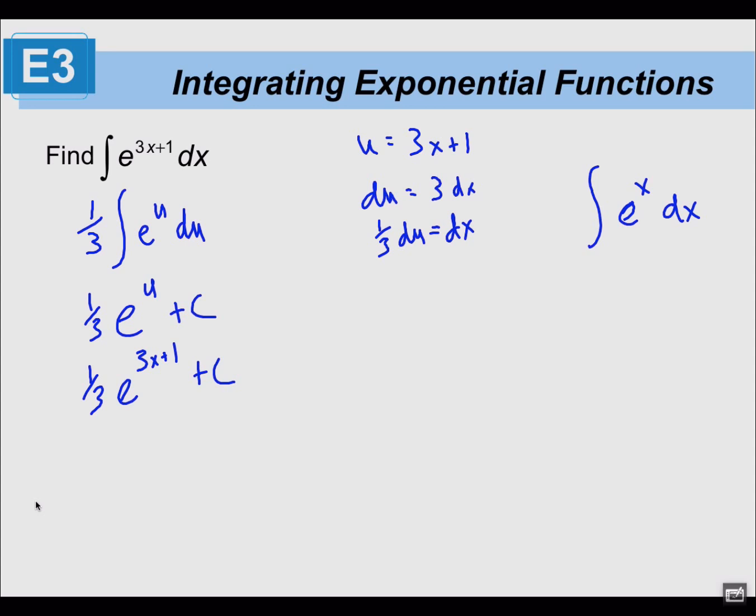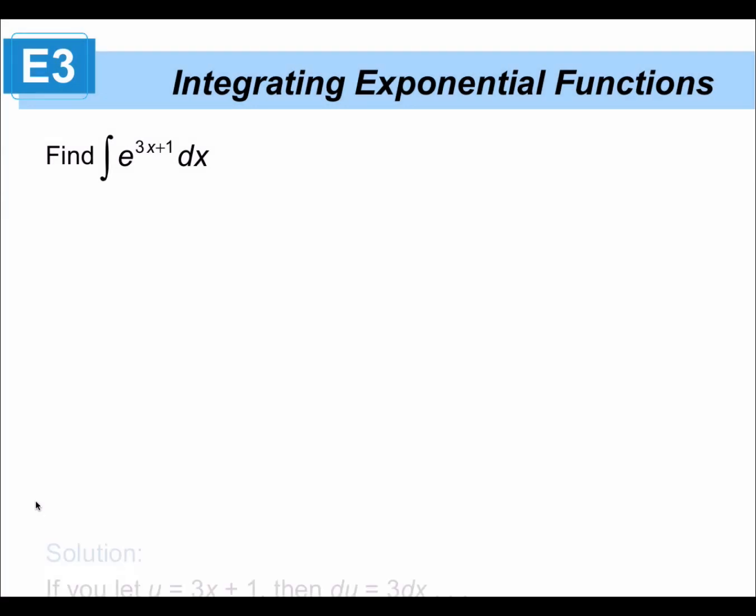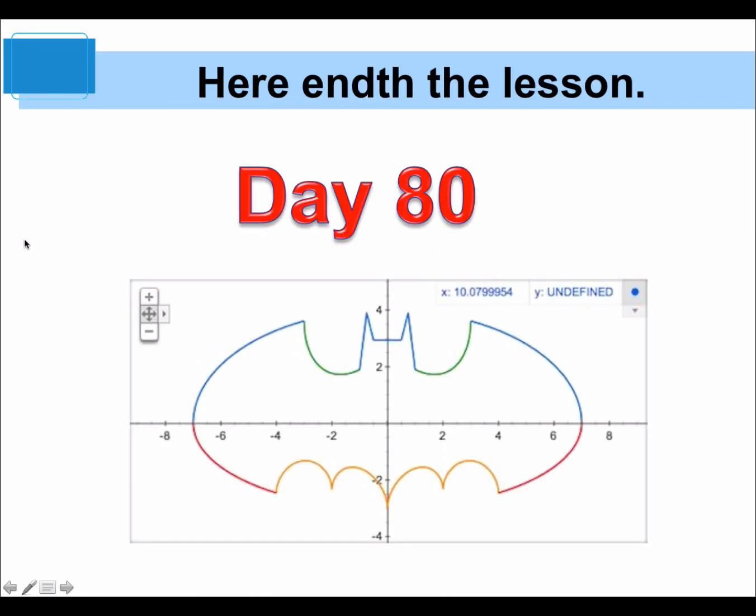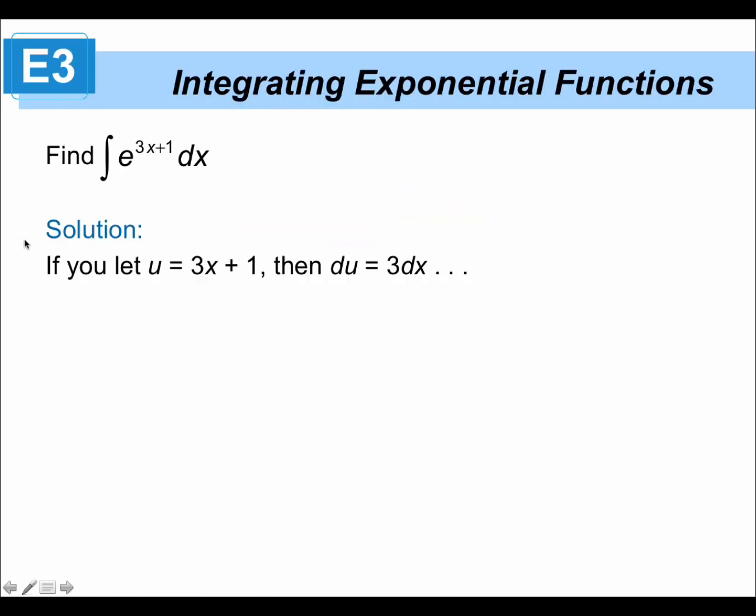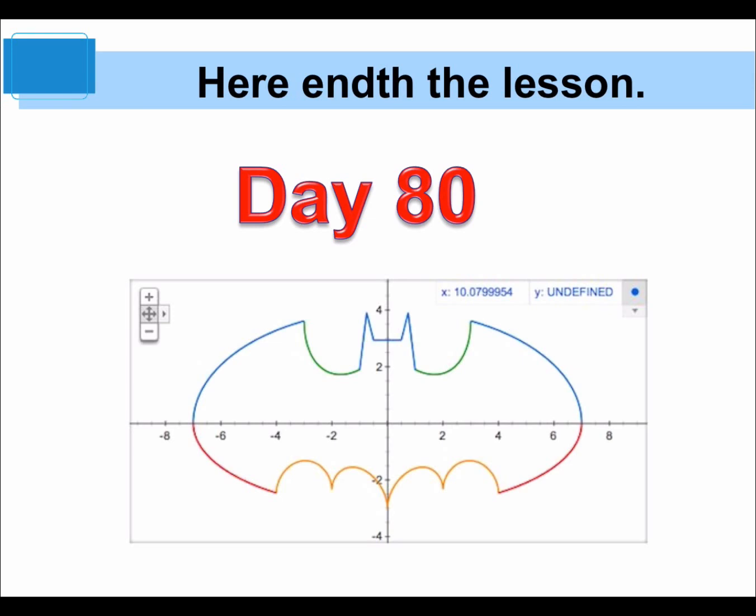Oh wait, I think I did that. Oh yeah, okay. Yeah, we did that. All right, day 80. There's actually a mathematical equation that will give you the bat symbol on your calculator. What is it? I don't know. I saw it on Facebook. It's like super duper long. Yeah, it's not pretty.